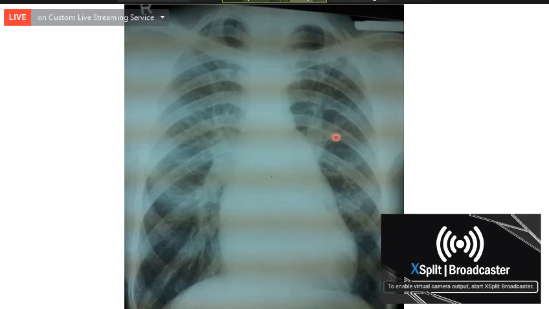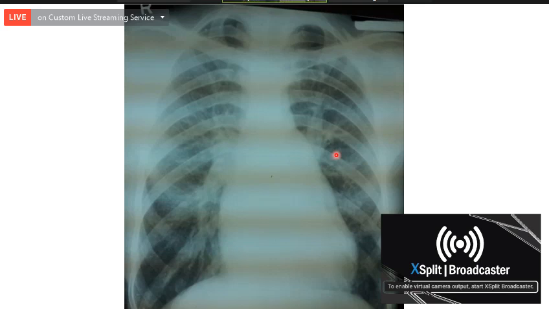There is an area of peribronchial cuffing here. There is a small area here. So in two or three areas you can make out the peribronchial cuffing. So peribronchial cuffing also suggests pulmonary venous hypertension.